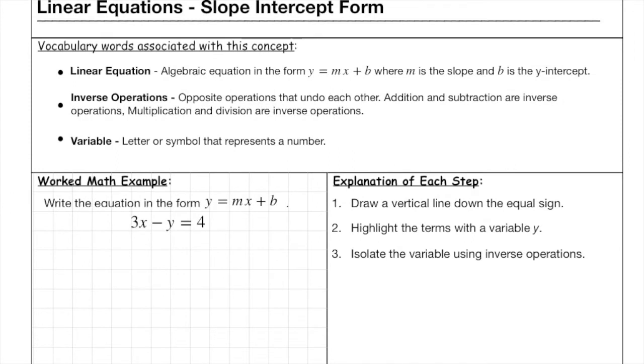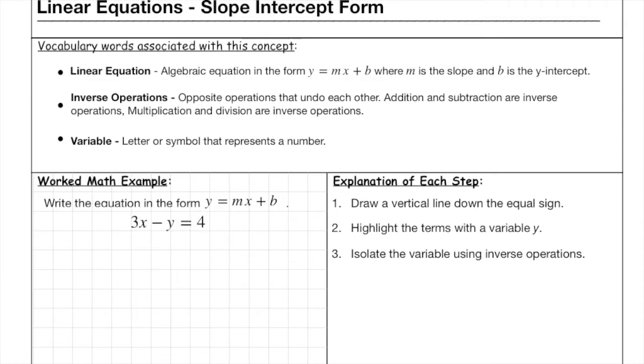This video will cover linear equations in slope-intercept form. There are two common ways in which we represent linear equations. One of them is the standard way, where you have x plus y equals a number, but we're going to put an emphasis on slope-intercept form because it makes it a lot easier to graph.